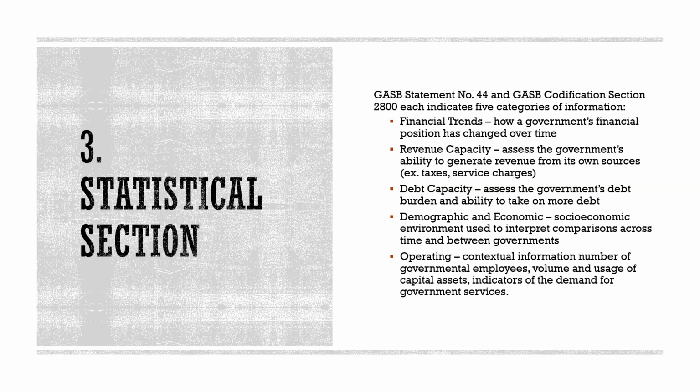Demographic and economic information. This one's really, really important, right? So this is more of the socioeconomic type statistics that you're going to look at, the data that you're going to look at. This is going to be, how many retirees live in your town? How many college students live in your town? Is your town growing? Is your town shrinking? Those kinds of things, right?